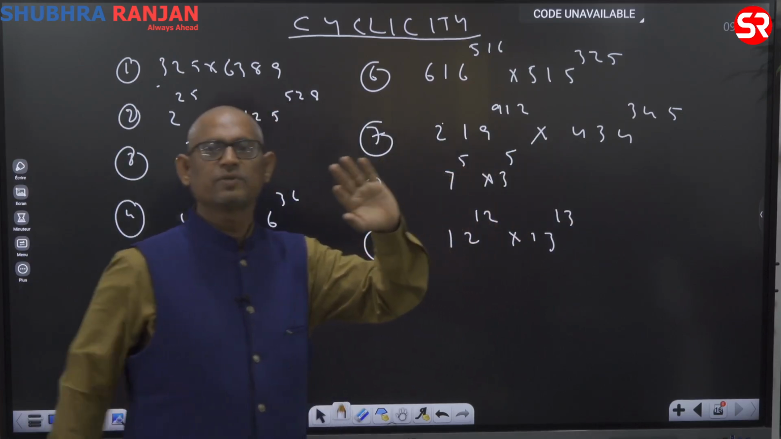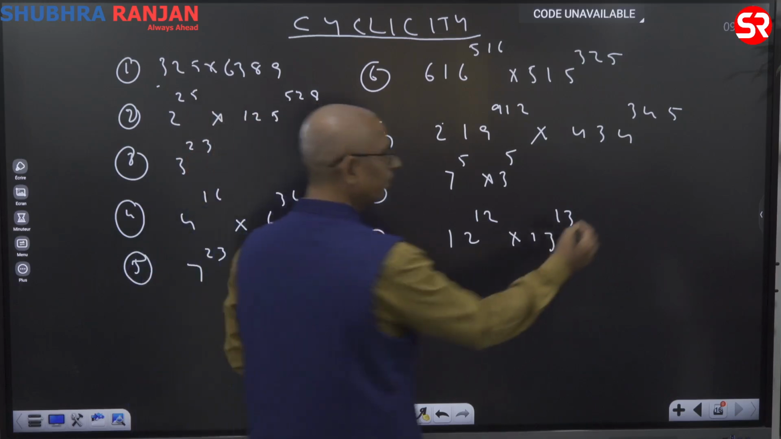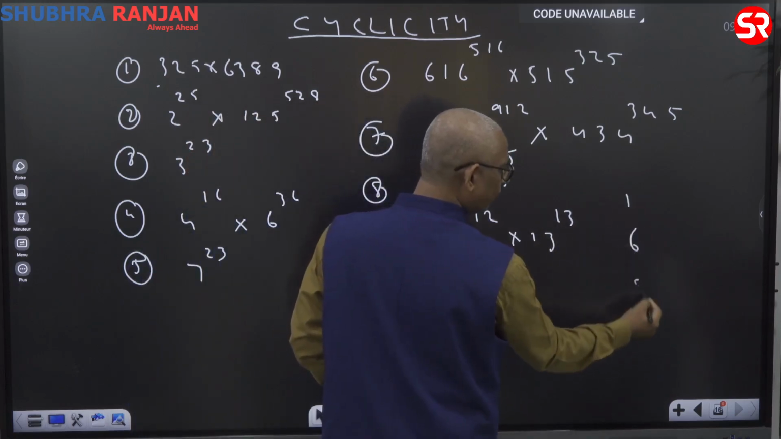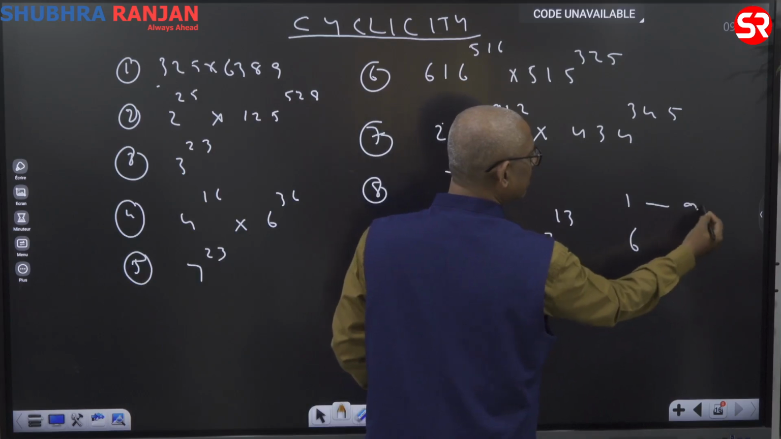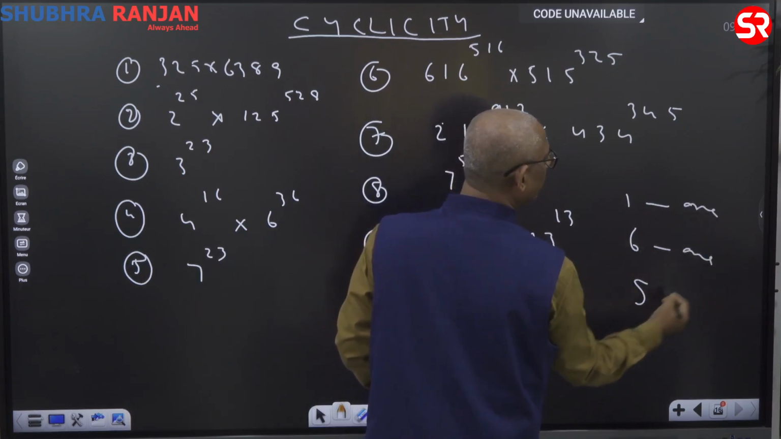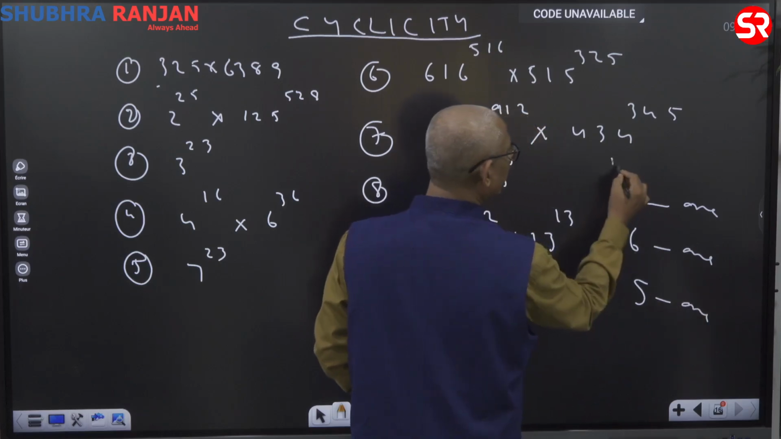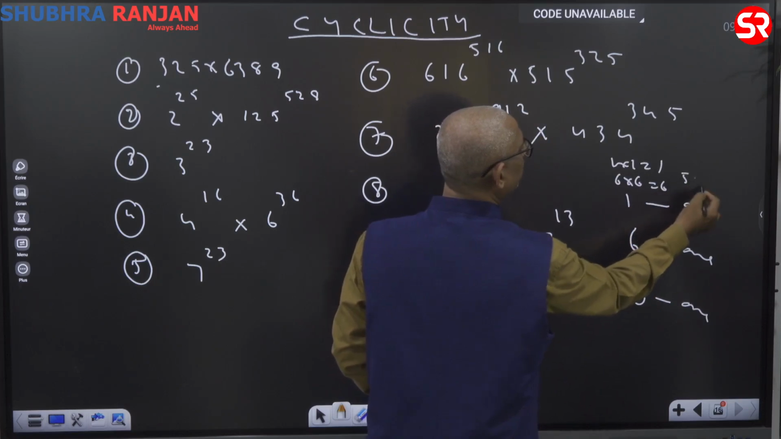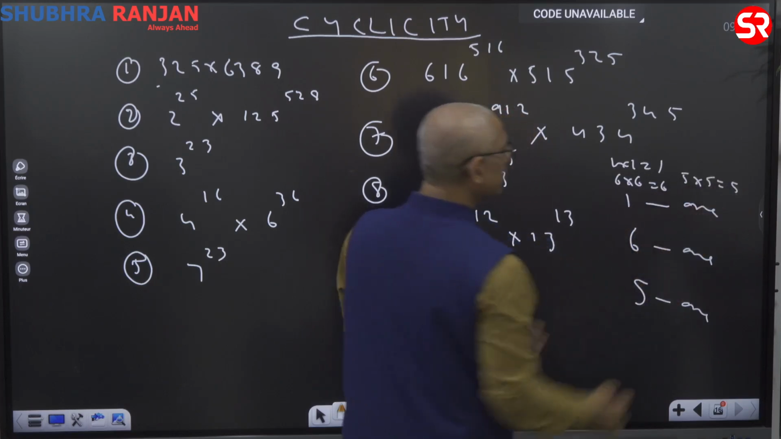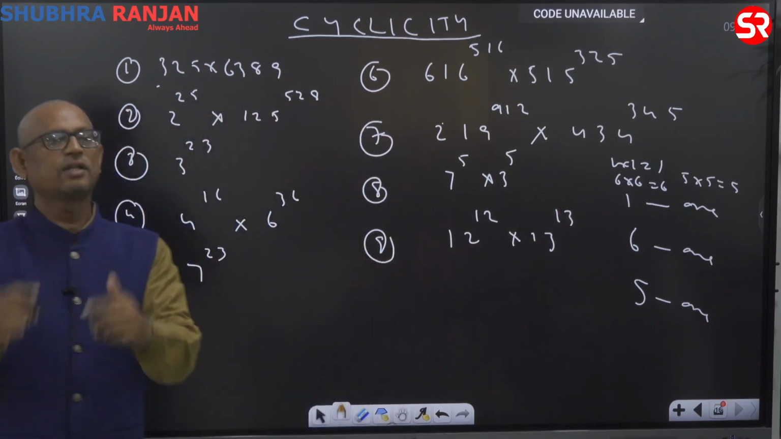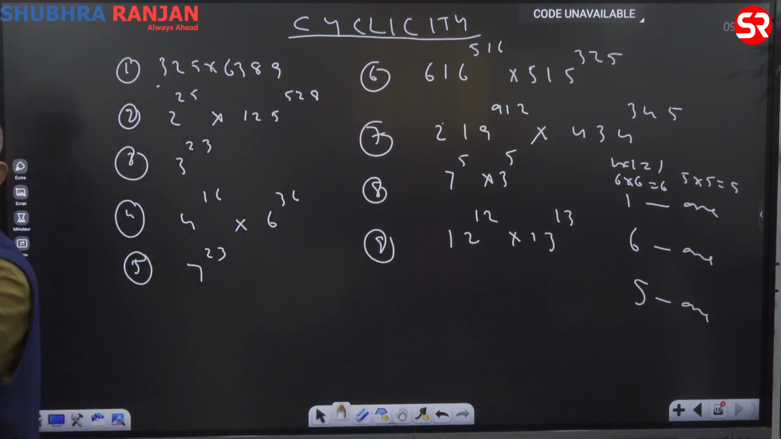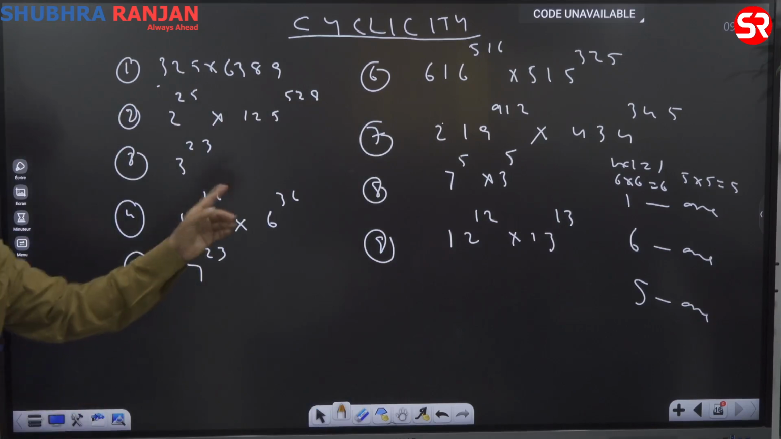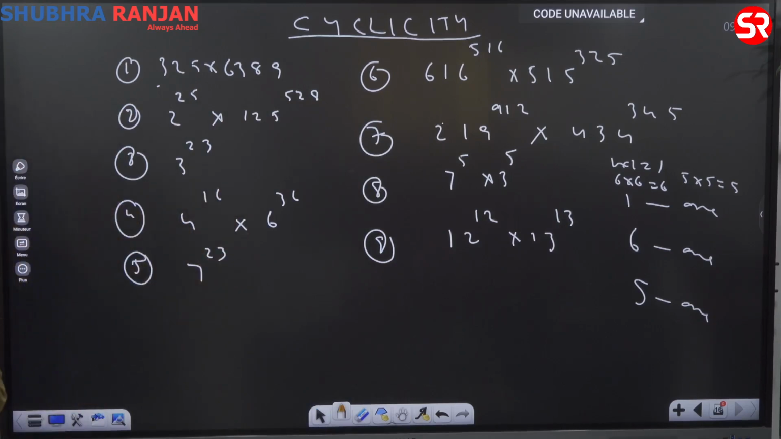Got it? So that's why the cyclicity of 1, 6, 5 will be only 1. The cyclicity is 1, so one time only it will repeat. 1 into 1 is 1. 6 into 6, the unit digit is 6. 5 into 5, the unit digit is 5. We call it a cyclicity. Within one cycle, you will get the same number. So it repeats. So the cyclicity of 165 is 1. Understand?